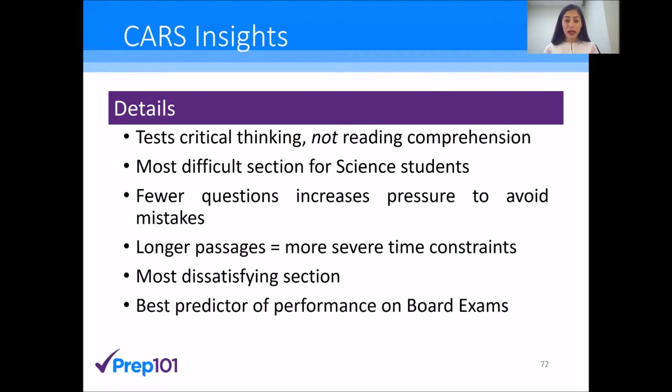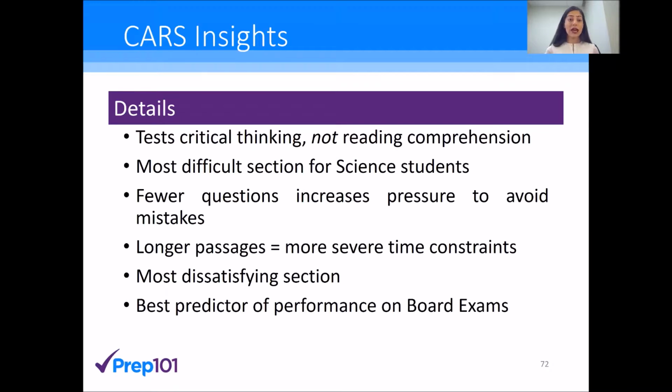And then they're going to say, hey, you have 90 minutes to read 9 passages and answer these 53 questions. And if you're reading for detail, you're going to get bogged down, and it's not the focus. It's not the right way to approach this section. Furthermore, there are fewer questions. And because there are fewer questions, there's a greater pressure to avoid mistakes.